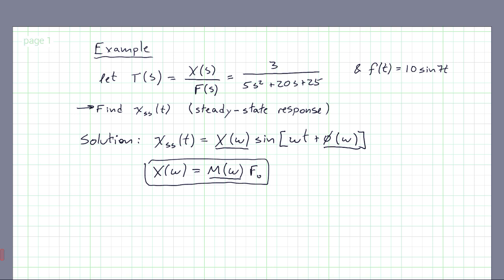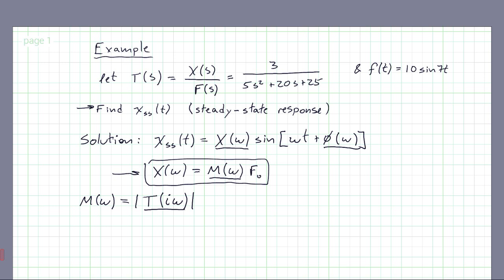So since our force input is a harmonic, meaning it's a sine, we know also from the notes, and you should know this, that the magnitude ratio, when you have a harmonic force, is going to be basically the absolute value of your transfer function evaluated at this particular frequency. This is, by the way, called the frequency transfer function. And when you take the magnitude of the frequency transfer function, you get your magnitude ratio. And then you go back to this equation, and then you can solve it.